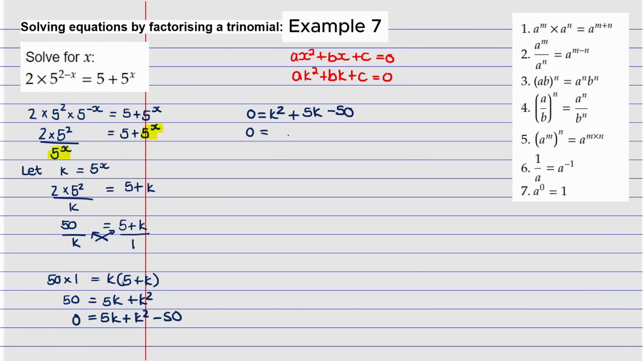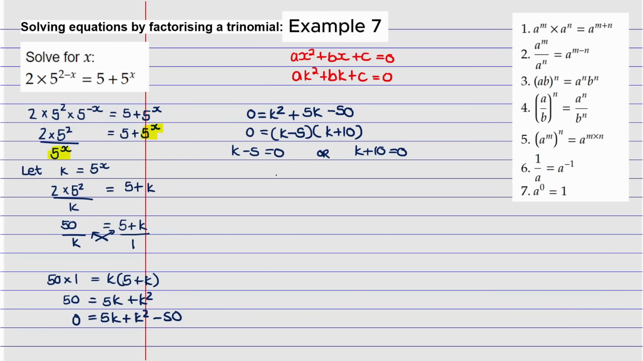When I factorize this, you're going to have k minus 5, then here you're going to have k plus 10. So that's sorted. What we're going to do is equate each bracket to 0. So this is the same as k minus 5 is equal to 0, or k plus 10 is equal to 0, because we're solving for k first.